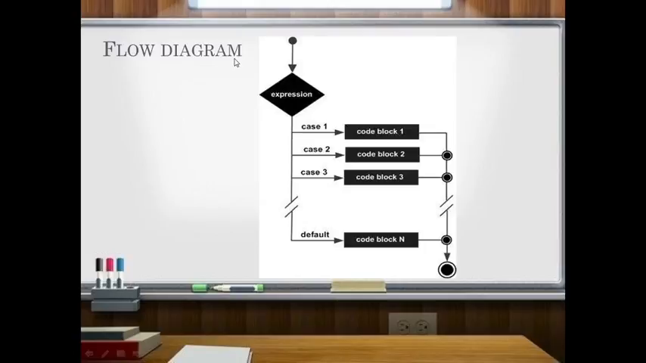Here we have a flow diagram. We test with the expression. If the expression value matches case 1, then block of code 1 will be executed. If it matches case 2, then that block will be executed. If it matches case 3, then the third block will be executed. Then we have break, which you can use if you want, and then default, else it will go to the end of the statement. This is the flow diagram of a switch.